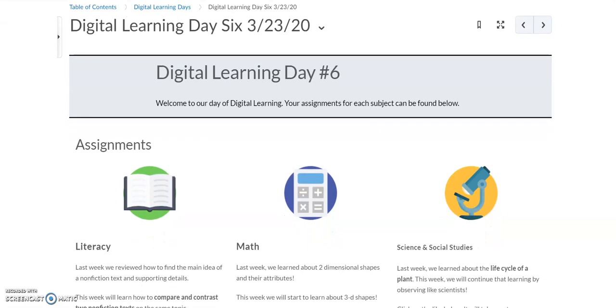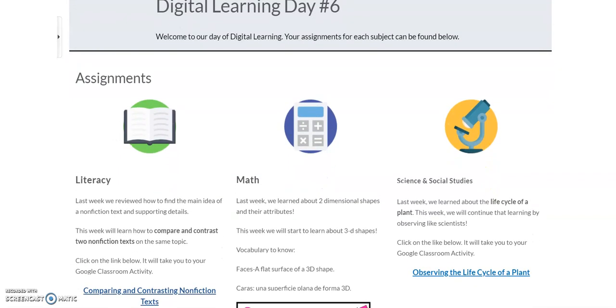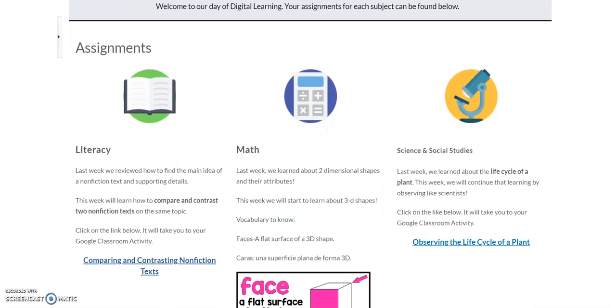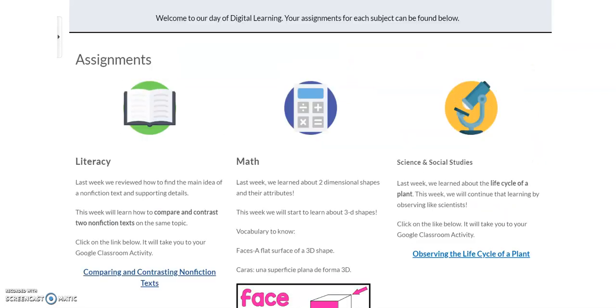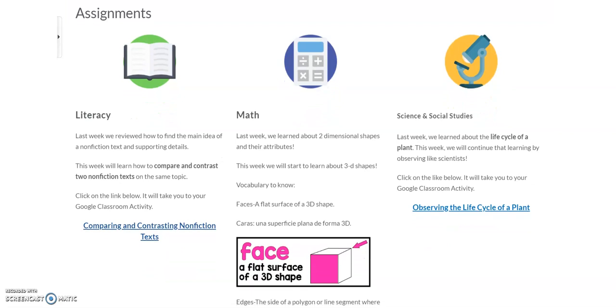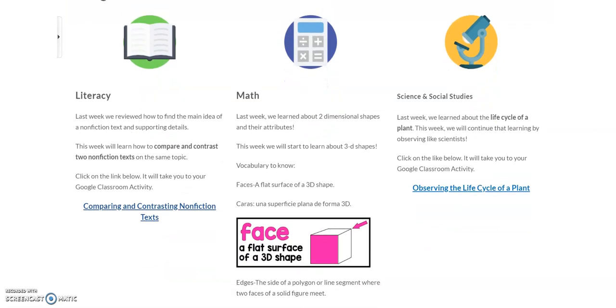So today I'm going to go ahead and get started by showing you guys our literacy lessons for the week with some directions. So I'm going to go ahead and scroll down to our assignments today. Today's digital learning day 6. When you get to your assignment page, you'll see our literacy, our math, and our science or social studies activity. This week is really fun, so I can't wait to show you guys what lessons we have.